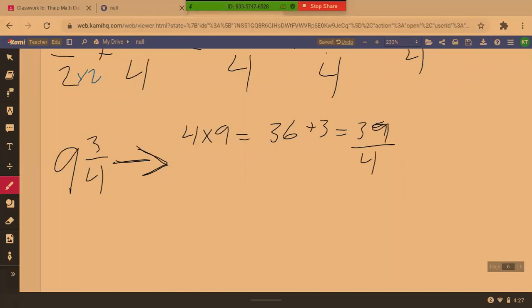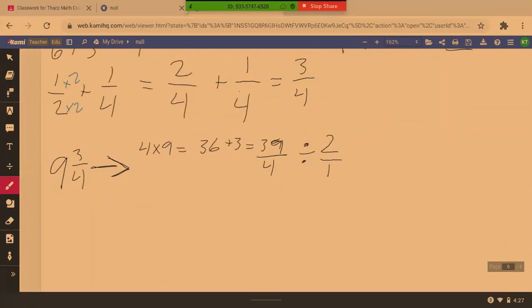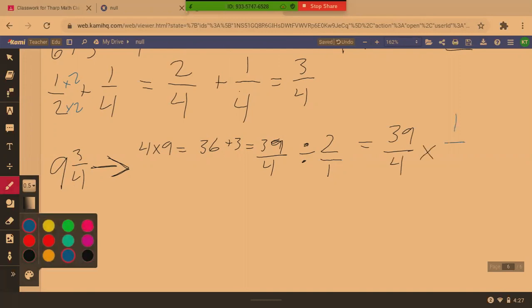So we're doing 39 over 4 divided by 2. And you know that there's always a 1 underneath that. So when we divide by fractions, we're going to rewrite it, and we are going to multiply by the reciprocal. So 39 over 4 times 1 over 2. That is the reciprocal. The reciprocal is when you flip a fraction. So the reciprocal of 2 is 1 over 2, and the reciprocal of 1 over 2 is 2 over 1.